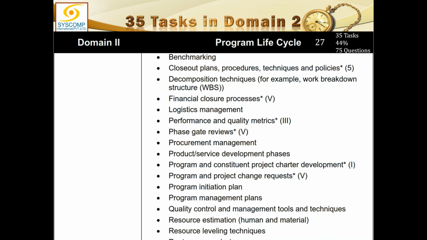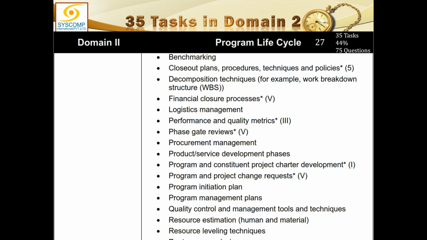Yes, Suhail. It's like your milestones. You set up your phase gates and you have an exit point. If you have achieved a certain result or a status, then you move forward to the next phase.